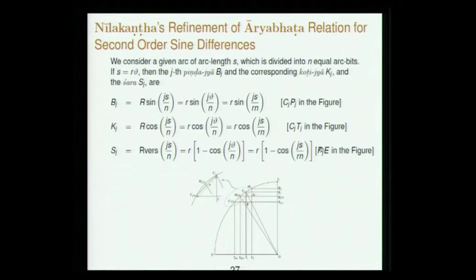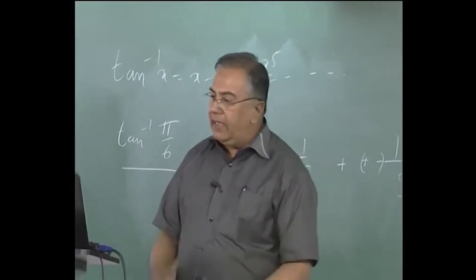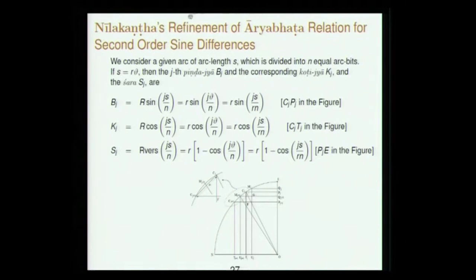Now we had this Aryabhatta relation, to which I am again coming back and explaining to you the kind of refinement Nilakantha made of the Aryabhatta relation to enable the calculation of sine values accurately. So the way Nilakantha arrived at that refinement, I am just trying to explain to you. You take the arc, divide it into n equal arc bits. The same thing will be later on useful in considering Madhava's proof of the sine series also, as given in Yukti Bhasha. So whatever arc you have, divide it into n bits, and then the jth bhuja, the jth koti and the jth shara can be defined.